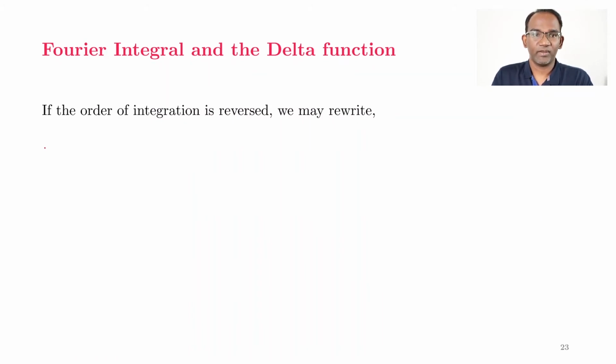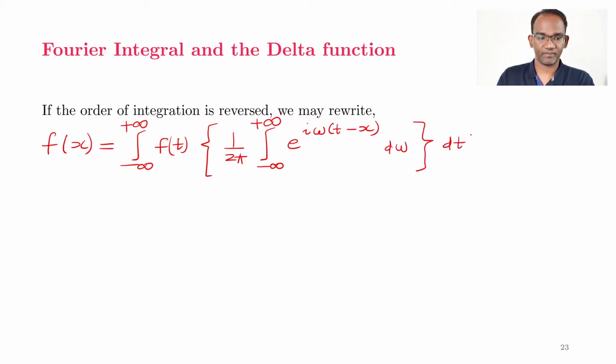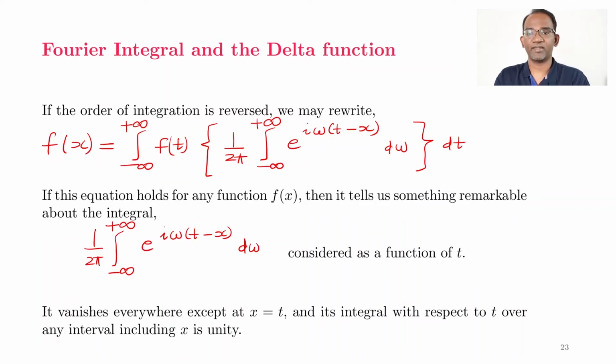Now we'll try to understand the connection between the Fourier integral and the delta function. If the order of the integration is reversed, we may write the Fourier integral as f(x) equal to integral minus infinity to plus infinity f(t), then 1 by 2 pi integral minus infinity to plus infinity e raised to i omega (t minus x) d omega, then dt. Now, if this equation holds for any function f(x), then it tells us something remarkable about the integral 1 by 2 pi minus infinity to plus infinity e raised to i omega (t minus x) d omega, considered as a function of t.